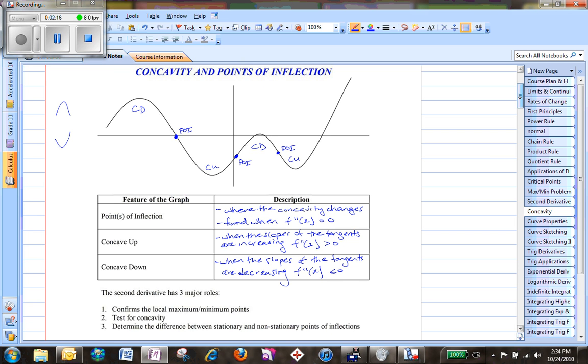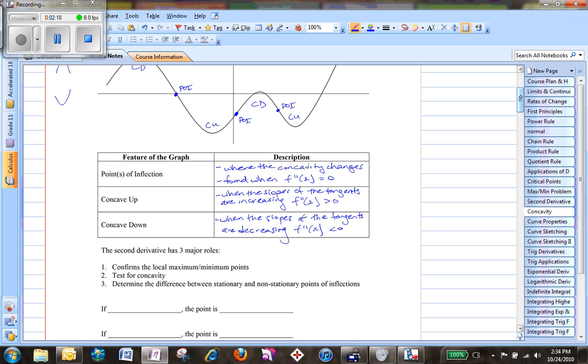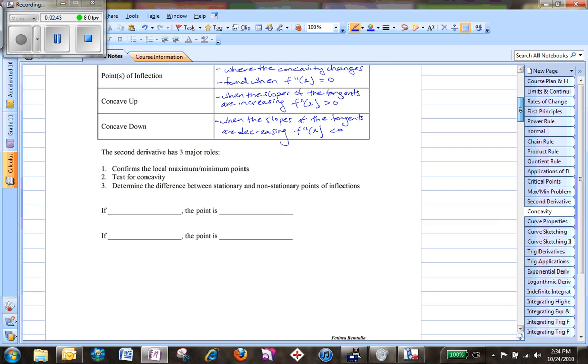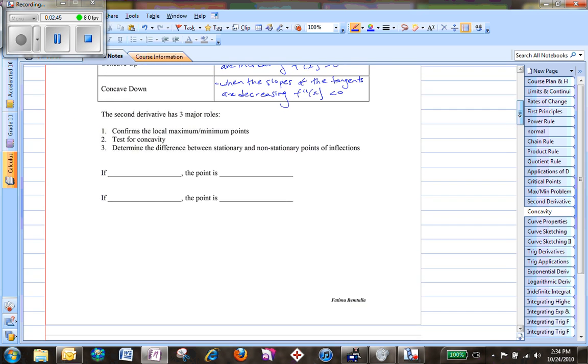The second derivative has three major roles. The first is to confirm where the maximums and minimum points are. For example, if something is concave down, that means that this point here will be a maximum. If an area is concave up, this means that this point contains a minimum. It helps us test for concavity, just like I said, and then it tells us the difference between stationary and non-stationary points of inflection. Now, this isn't a common topic in the IB, but it is part of certain curriculums.